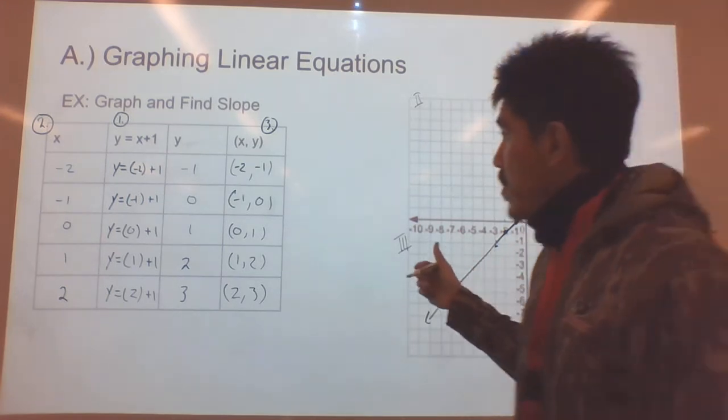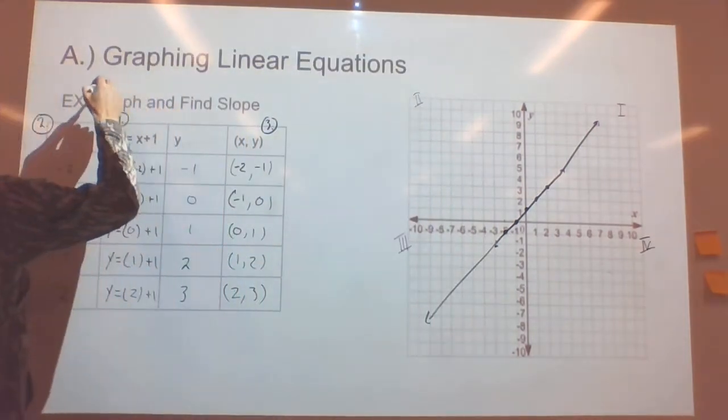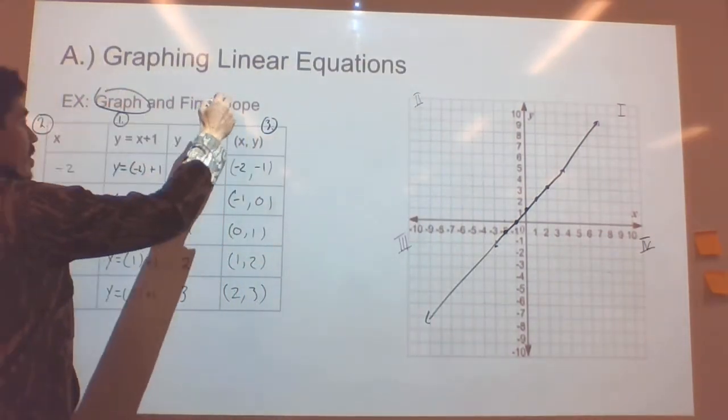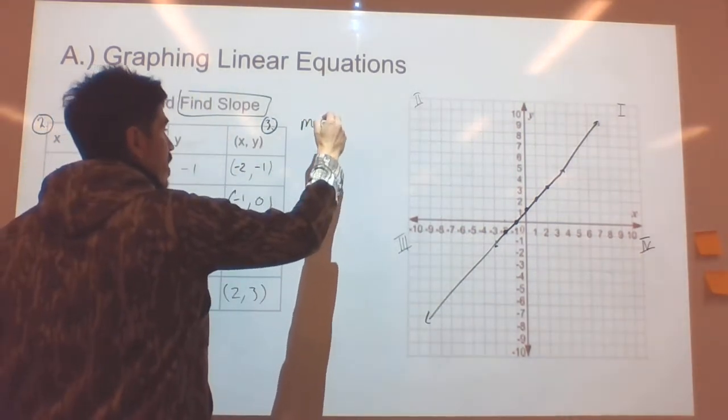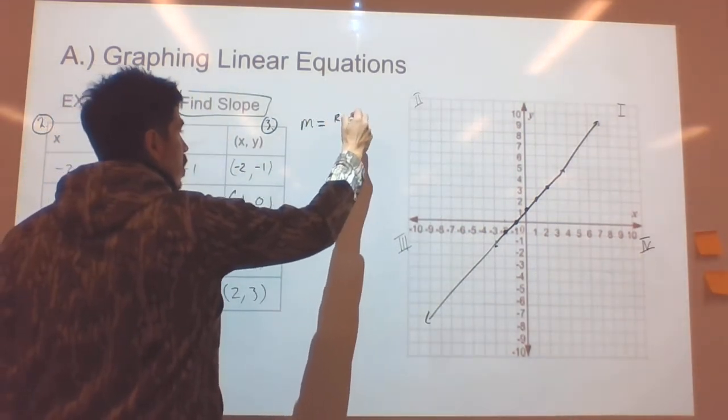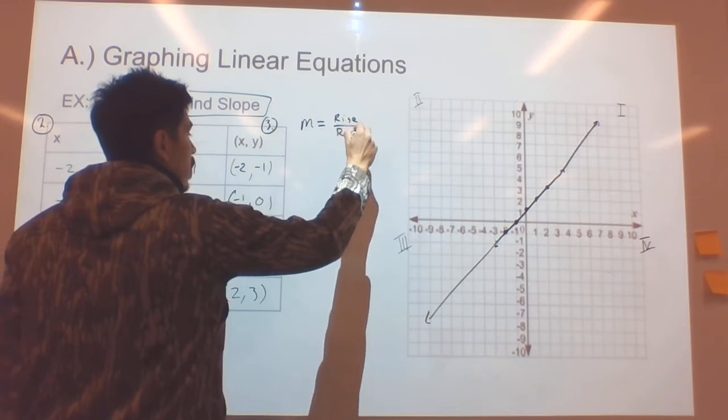Now we're going to find the slope. We already graphed, so now we find the slope. Slope is your m value, and it's rise over run.